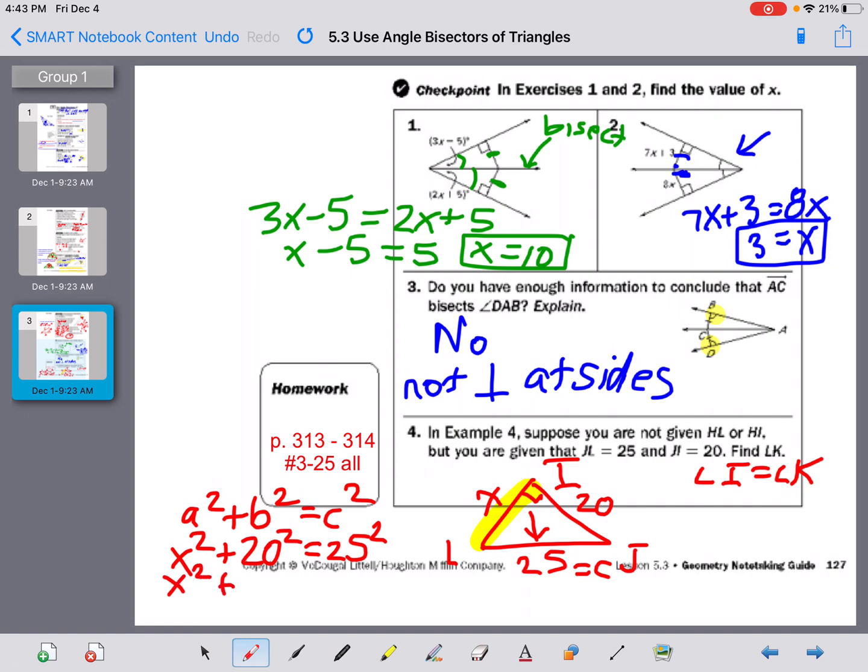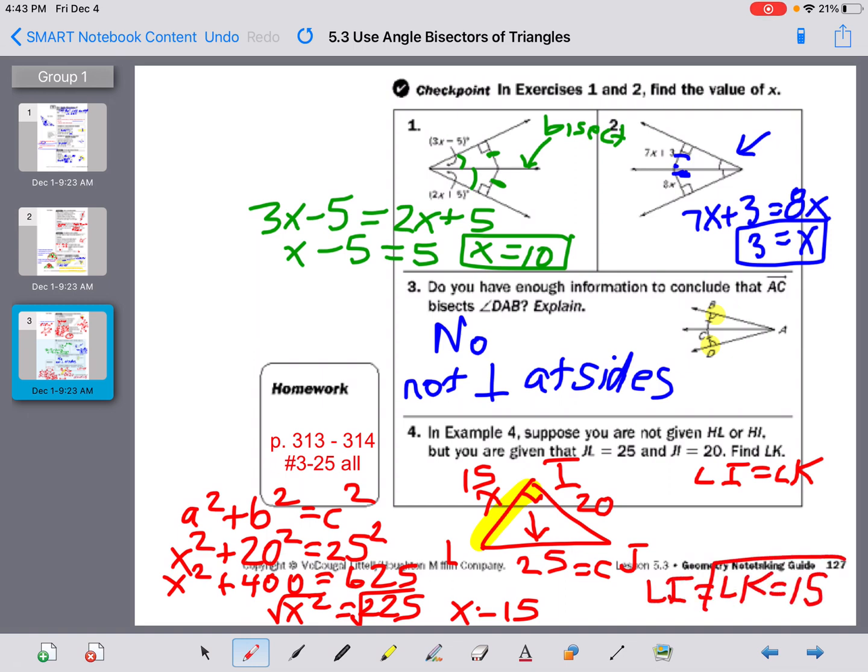X squared is x squared. 20 squared is 400. 25 squared is 625. Subtract 400. And I want just x, so I take the square root. X equals 15. So if LI equals 15, then LK equals 15 as well, because they are equal. Okay? And that's angle bisectors.